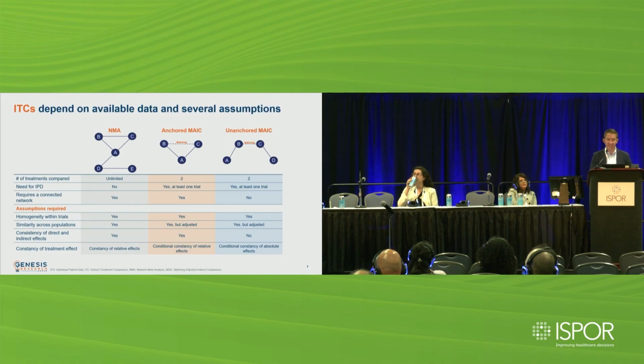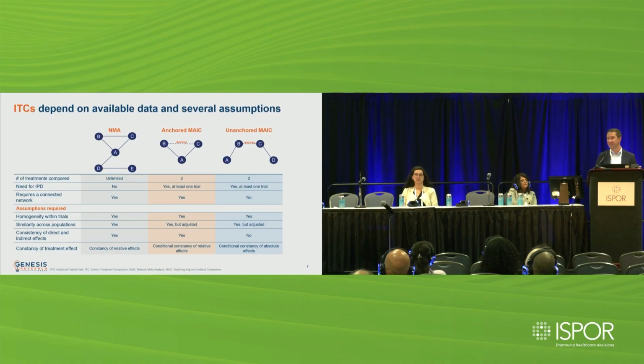Next is consistency of direct and indirect evidence. Direct evidence is that direct head-to-head evidence that happens in an RCT. Indirect are those that are estimated via these networks. And those should be consistent when you're doing these types of methods in order to make valid inference.